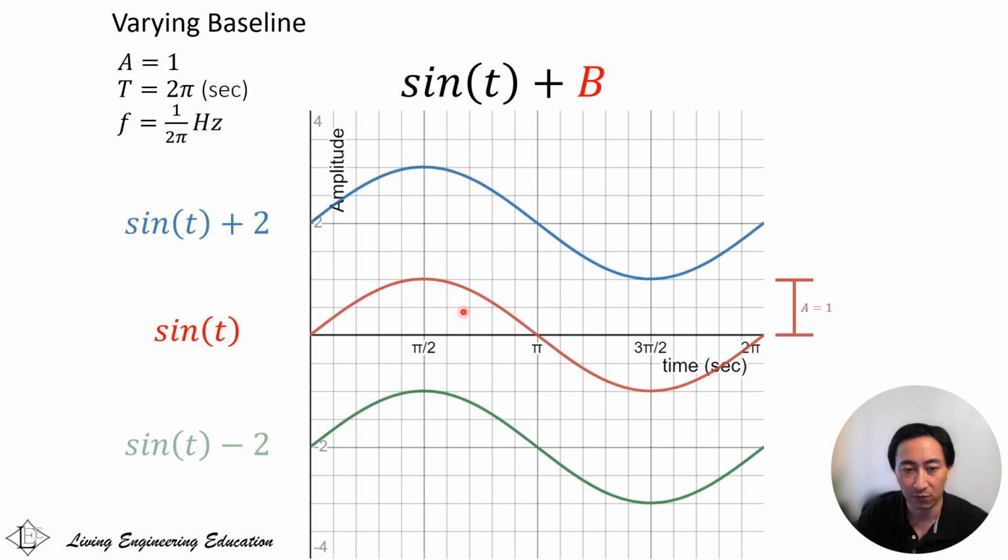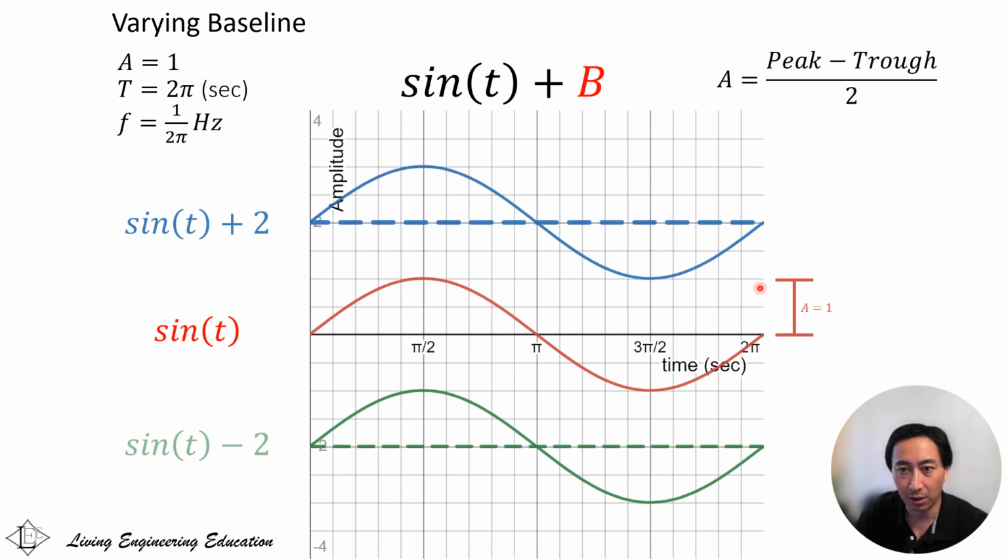That's the general definition when we look at something where the baseline is non-zero. So in this case, sine t plus 2. So we're shifted up by 2. Here's your baseline. Sine t minus 2, shifted down by 2, right? So we're down at negative 2. So our amplitude is peak minus trough over 2. And so the amplitude is staying the same. It's still that coefficient in front of your sine term, right?